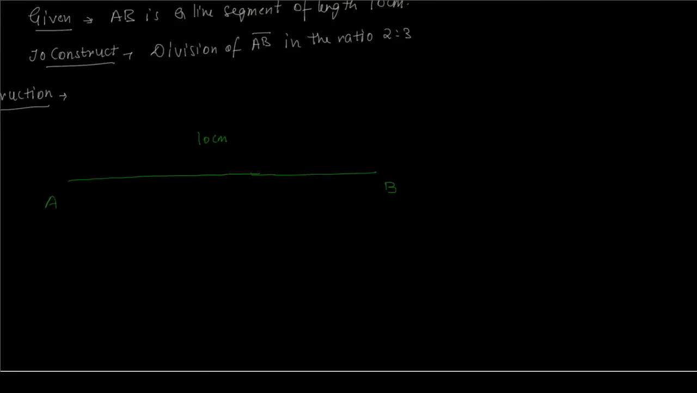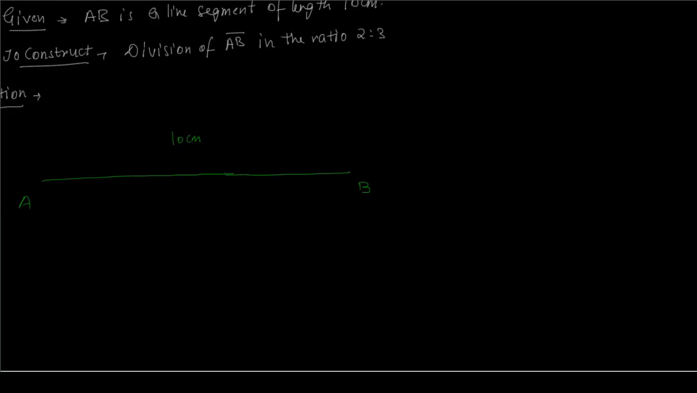So let me do one thing. I'll draw the figure and side by side I'll write the steps of construction also. So steps. First is draw a line segment AB equal to 10 centimeters. So we're going to draw a line segment AB of 10 centimeters length.